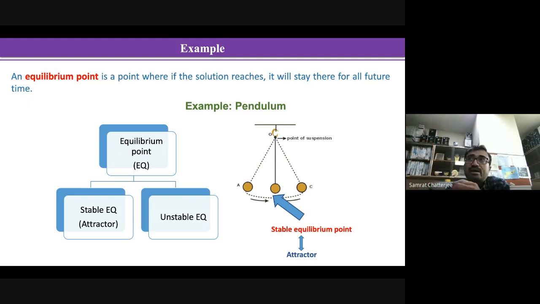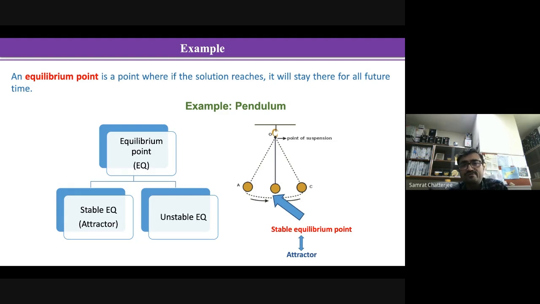For example, if you take a cup, I think you all can see me, and put a marble in the bottom of the cup, and try to take that marble along the surface of the cup to the top portion and leave it, it will come back to that portion. But if you turn the cup upside down and put a marble at the top, and slightly shift the marble, it will never come back. That is how you can think of a stable and unstable equilibrium point. One is attracting, the other one, if perturbed, will never come back.